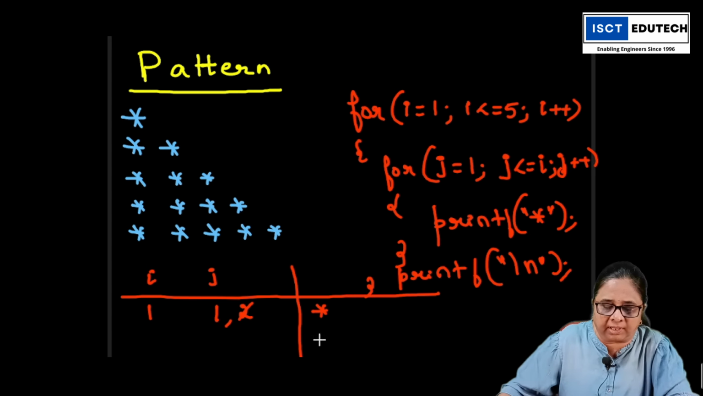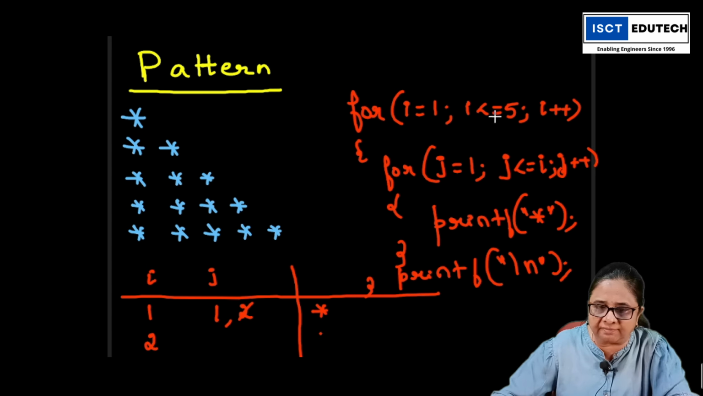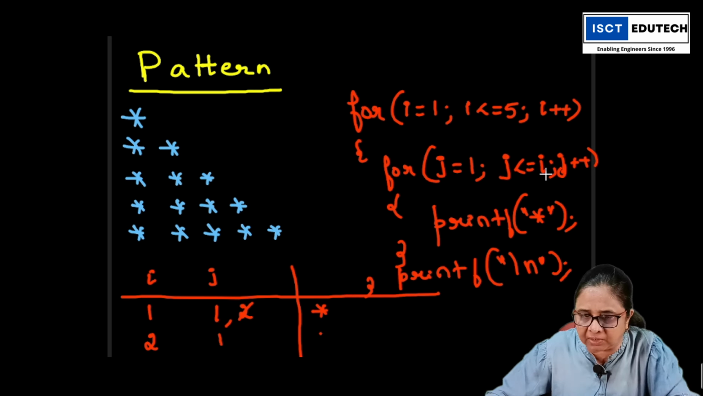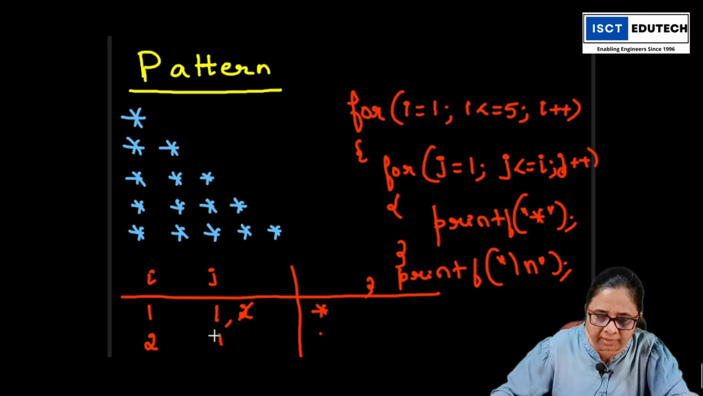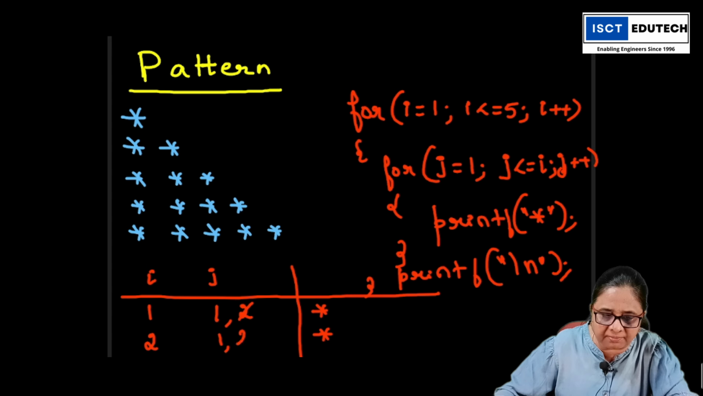Okay, now the cursor goes to the next line and i becomes 2. 2 less than or equal to 5, yes, enter. j now restarts with 1 because it's a nested loop. So j becomes 1. j less than or equal to i. What is i? 2. What is j? 1. 1 less than or equal to 2. Yes. So print a star here. Then j plus plus, j becomes 2. 2 less than or equal to i, 2 less than or equal to 2, yes.